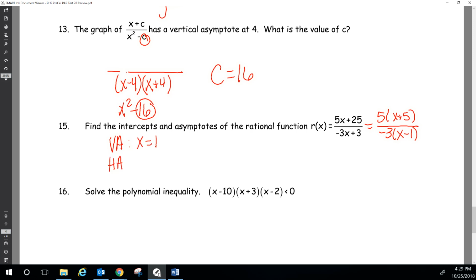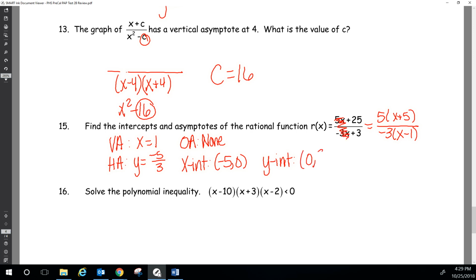My horizontal asymptote, same degree on top and bottom, so it's leading coefficient divided by leading coefficient, so y equals negative 5/3. If I have a horizontal asymptote, I do not have an oblique asymptote. For my x-intercept, that's where my numerator is equal to 0, so it's going to be negative 5. And then for my y-intercept, that's where we plug in 0 for x. So this would go away, and I'm left with 25/3.